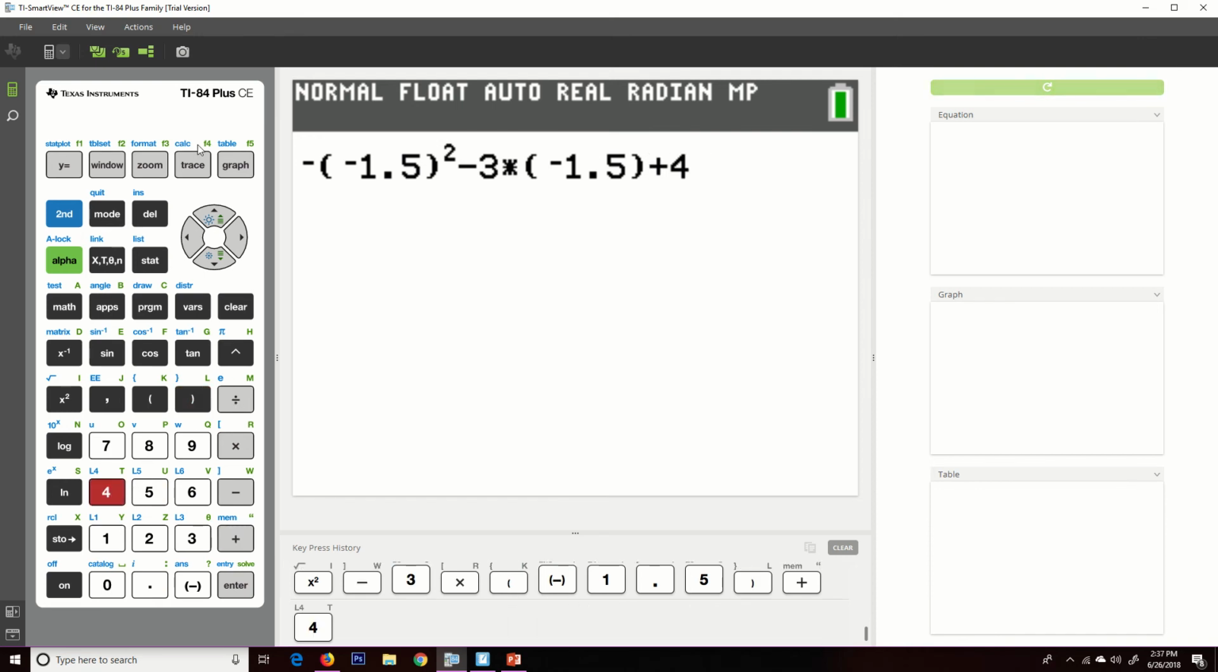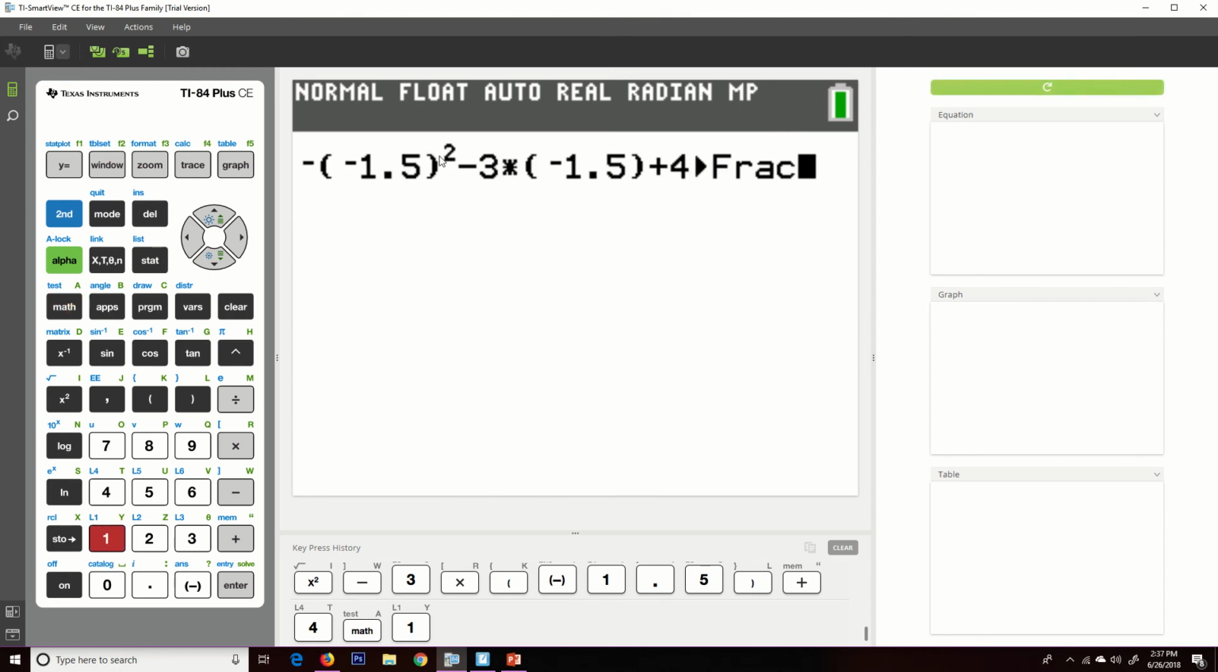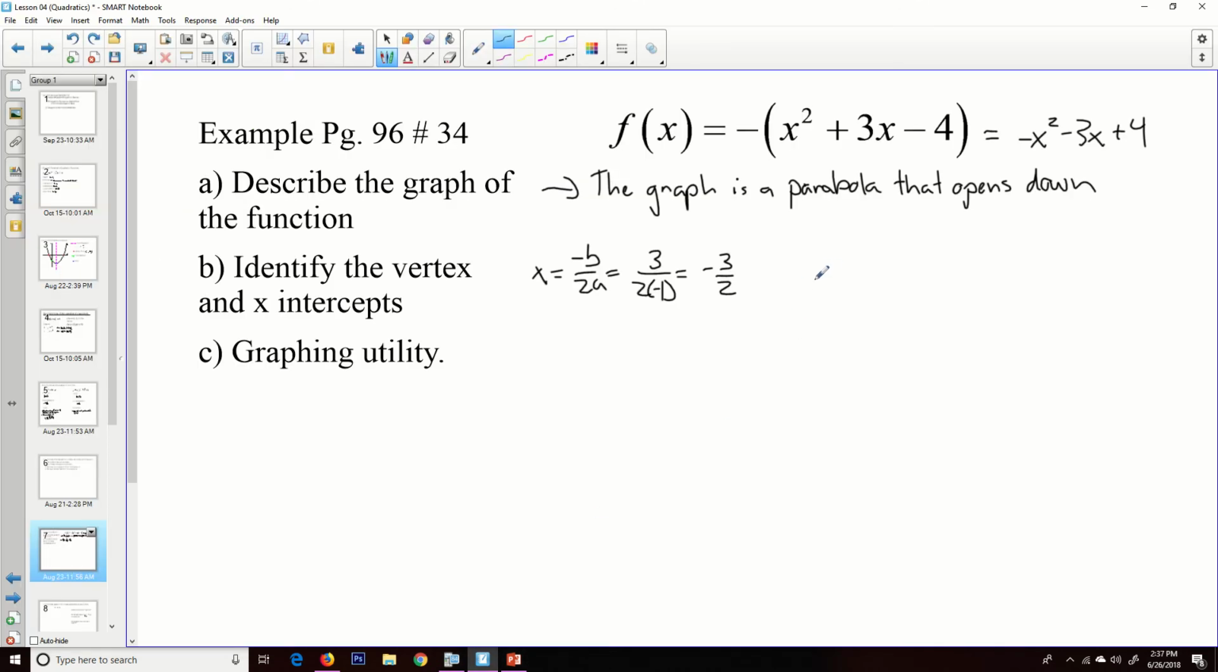And because fractions are better for our answers, we're going to hit the math button, and the first function is the fraction function. And so we get 25 over 4. So let's see, 6 3/4 ish. Yeah. So our vertex is, we said it was negative 3 over 2 and then positive 25 over 4. Right? Pretty sure that's what we got. Let me check. Yep. Okay. So there's our vertex.